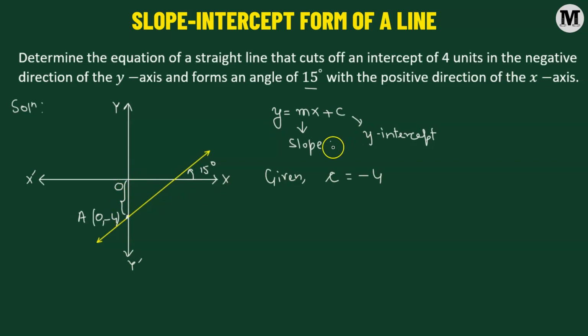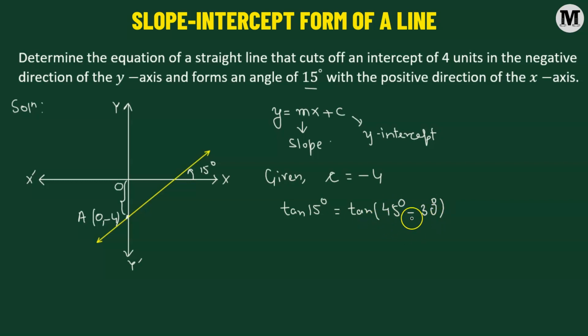Now we also need another piece of information, which is the slope of that particular line. The slope is not given to us. However, we can easily find it. All we have to do is take the tangent of that angle, tangent of 15 degrees, and we can find the slope of the line. Now we need the value of tangent of 15 degrees. We don't have a standard value for tangent of 15 degrees. However, we can write 15 degrees as 45 degrees minus 30 degrees.